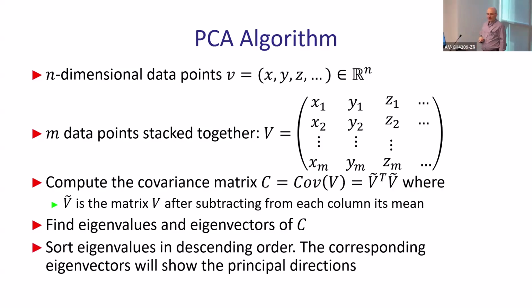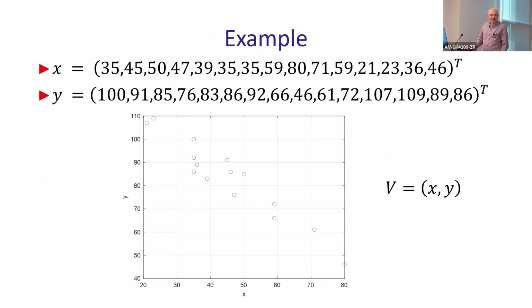Okay, so we will sort the eigenvalues in descending order from biggest one to smallest one. And eigenvectors will show us principal directions, which are the main directions. Let's pick some example. You have two vectors of numbers, whatever they are, and these are two features, and these are just samples of these features. It would be like 35, 100. The second one will be 45, 91, and so on. So you'll have pairs of numbers for each pair of features. Again, it could be like length and area, whatever it is.